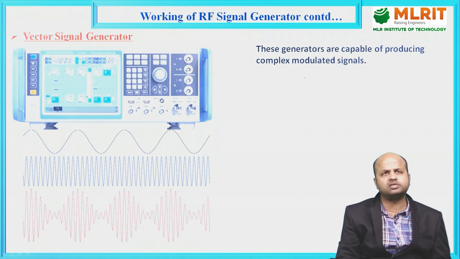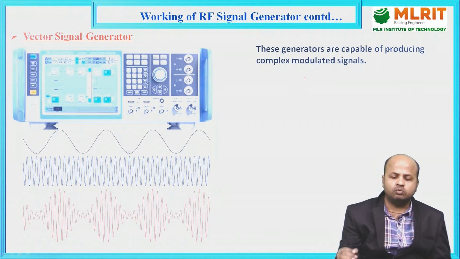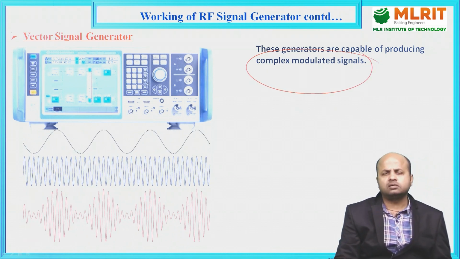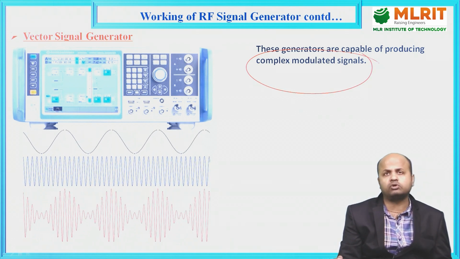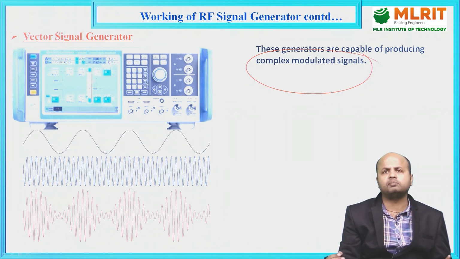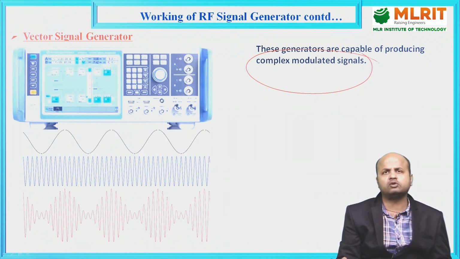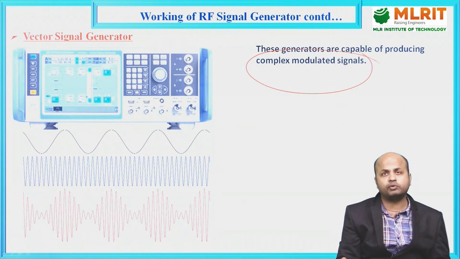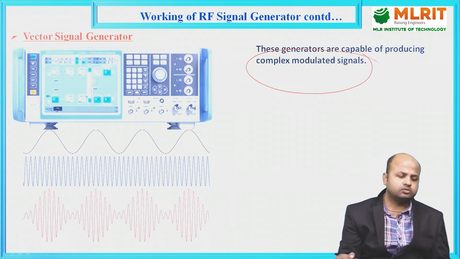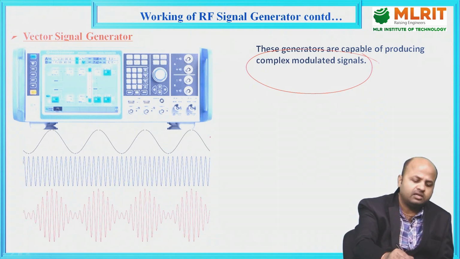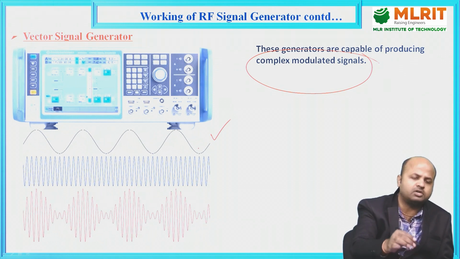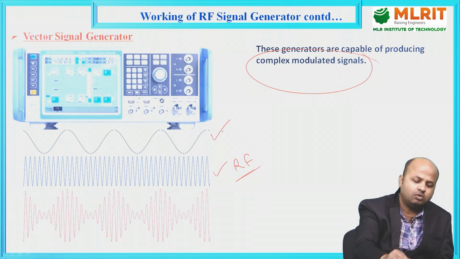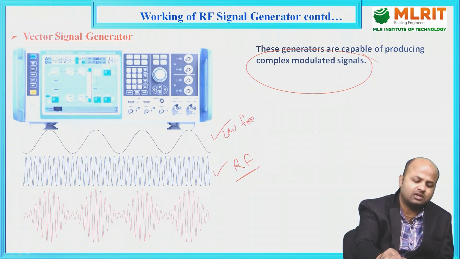This vector signal generator is a type of RF signal generator which has the capability of producing a complex modulated signal. See, modulated signal, as we already know, is a very important part of a communication system. For any signal to be transmitted, we have to do the modulation, and this vector signal generator produces this modulated signal. So in this figure also we can see that there is a low frequency signal. This is our original message signal. This is the RF signal.